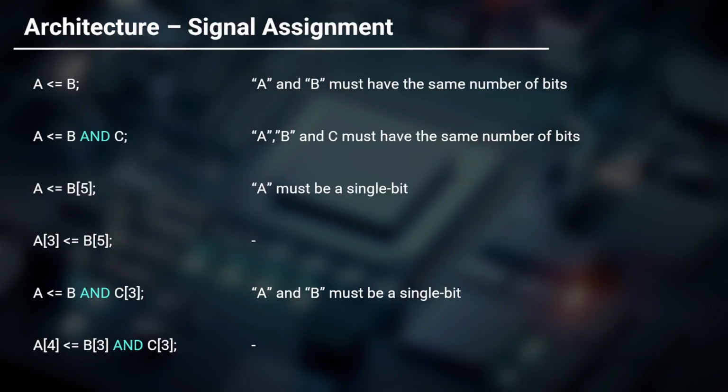Signal assignments are used when you want to change a parameter's value. For example, in the first line, the value of B is assigned to A, meaning a parameter called A will always hold the value of B. In the second example, the output of the logic AND operation of B and C is assigned to A, and that parameter will always hold that logic operation's output. In the third line, the 6th bit of B is assigned to A. In this case, the B parameter holds more than 1 bit of data, but the A parameter only holds 1 bit of data.